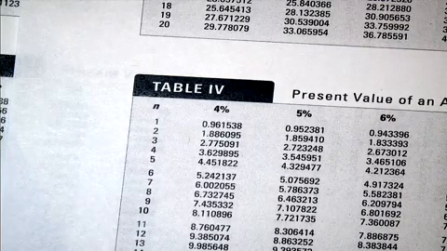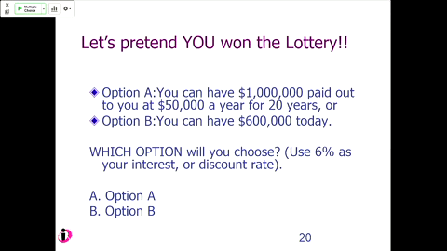So let's practice with these. First thing, let's pretend that you won the lottery, because that's a fun thing to do. This is similar to a situation that I've had. Option A, you can have $1 million paid out to you at $50,000 a year for 20 years. Or option B, you can have $600,000 today. Which option will you choose? Use 6% as your interest or discount rate.